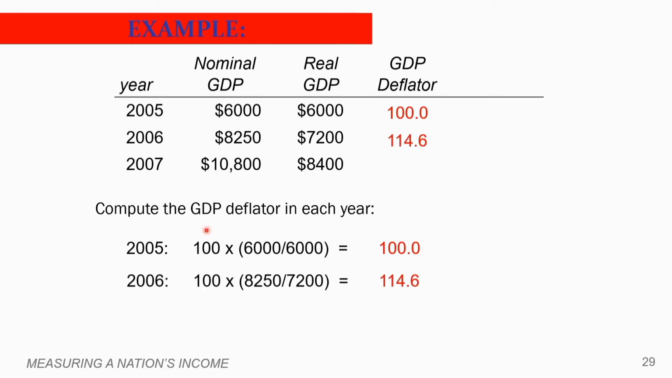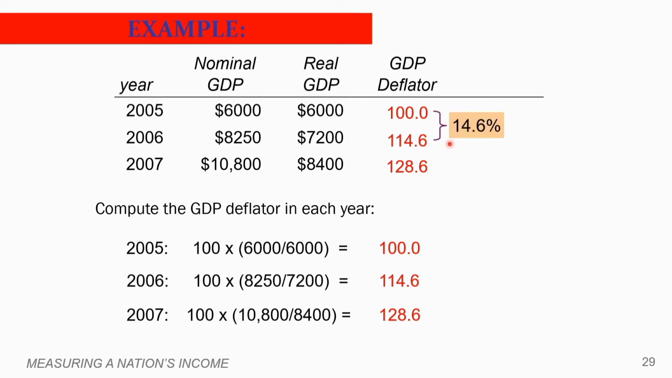In 2006, the GDP deflator is equal to $8,250 divided by $7,200 times 100, which is equal to 114.6. And in 2007, the GDP deflator is 128.6. We can calculate the percentage increase of this GDP deflator to calculate the inflation rate.